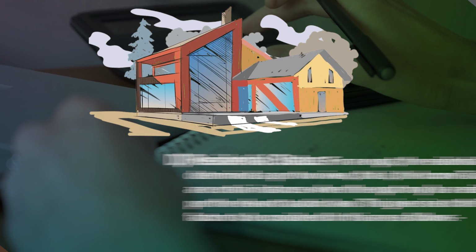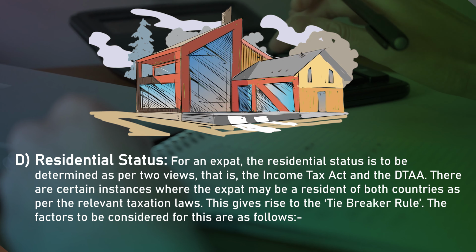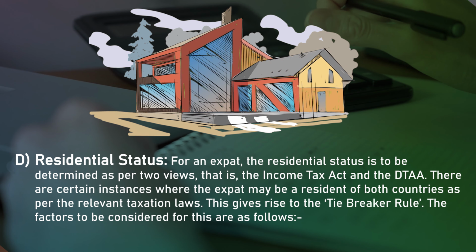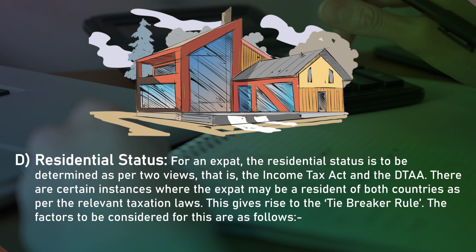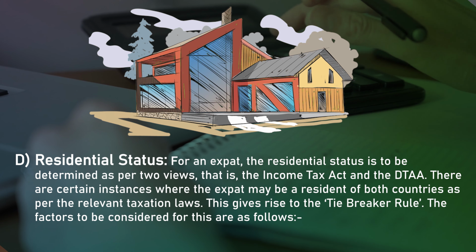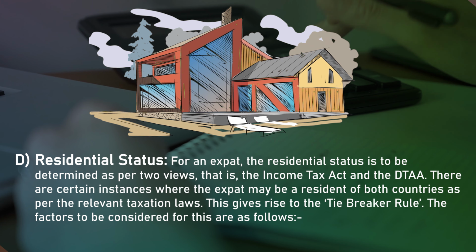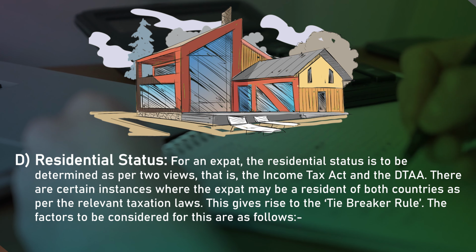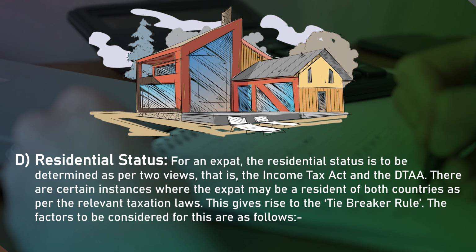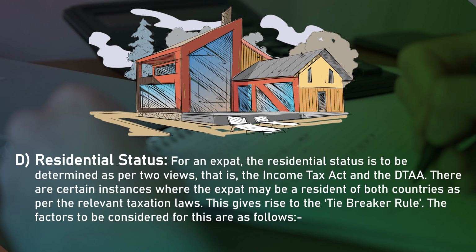D. Residential status. For an expat, the residential status is to be determined as per two views, that is, the Income Tax Act and the DTAA. There are certain instances where the expat may be a resident of both countries as per the relevant taxation laws. This gives rise to the tiebreaker rule. The factors to be considered for this are as follows.